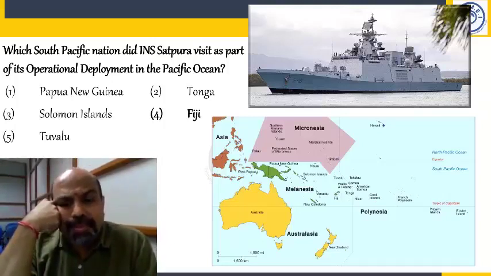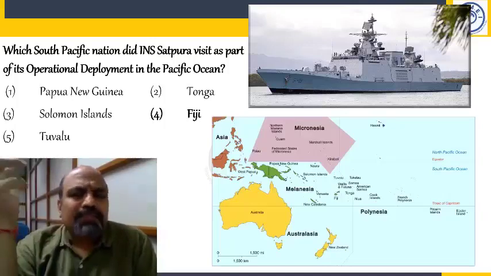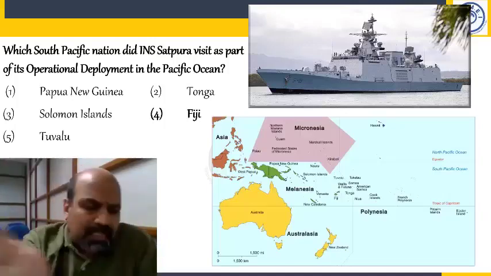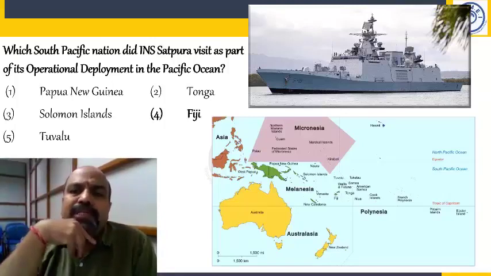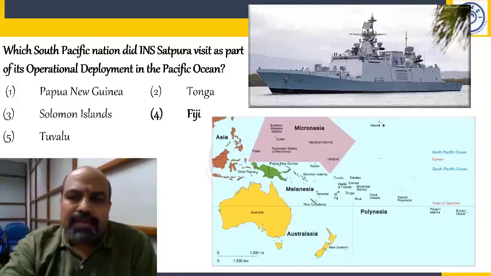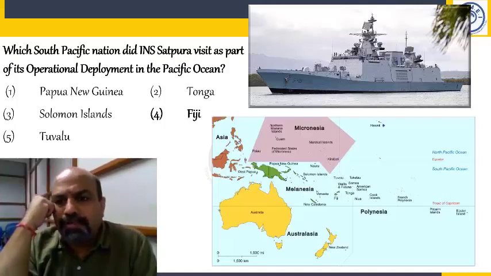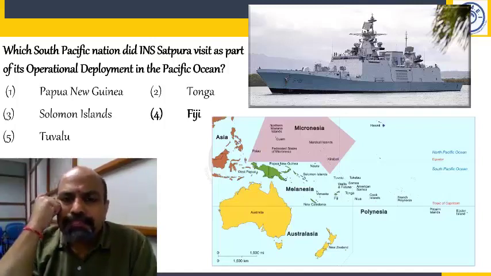There's a lot to learn, guys. We need to work hard to learn. Like, for example, what is INS Satpura? INS Satpura is a stealth frigate. I mean, you look at this. It's equipped with a lot of weaponry and everything.